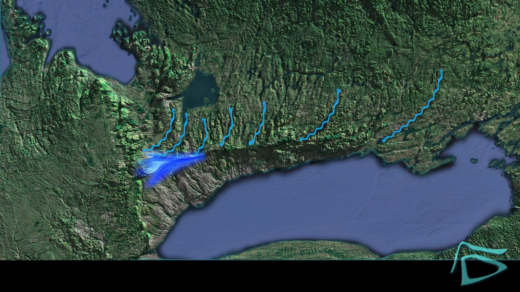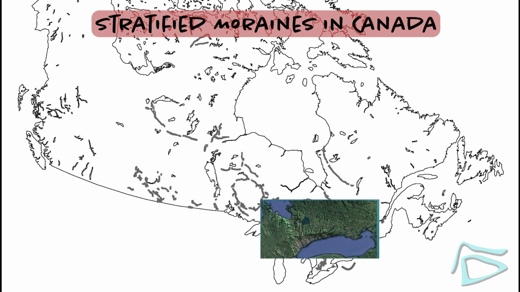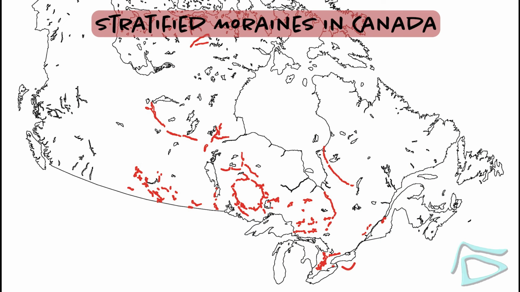Following this shifting flow, we now see a unique buildup of sandy sediment in 4 wedges formed west to east. In fact, as a stratified sand and gravel moraine, it is a unique landform across Canada.